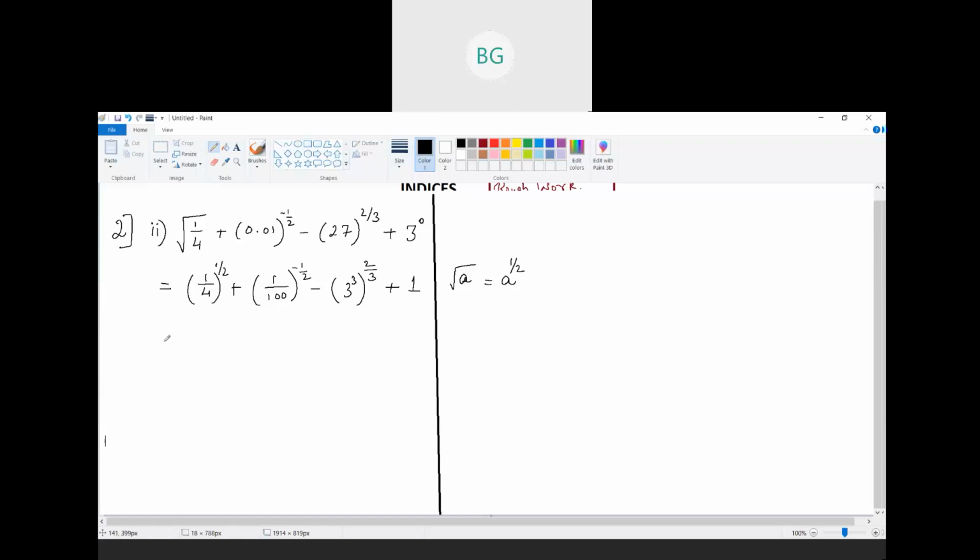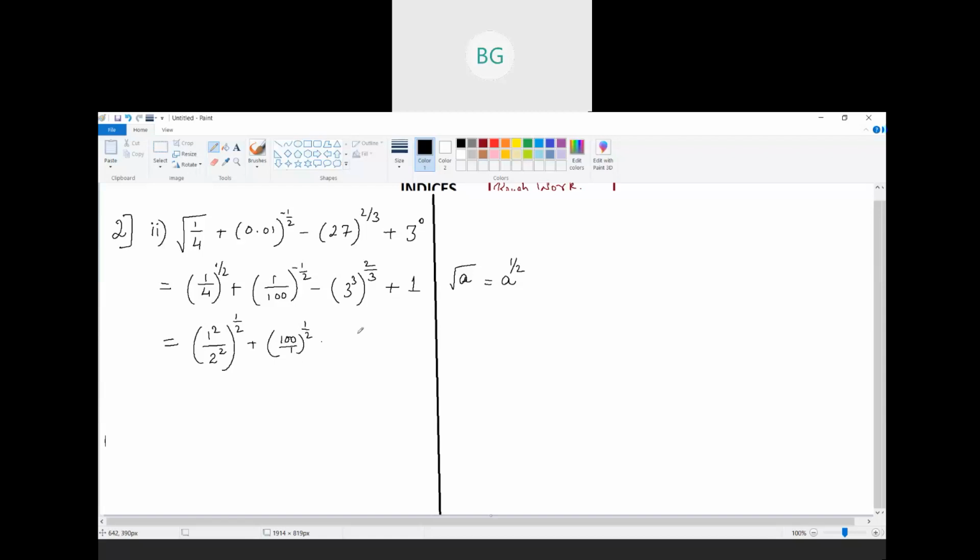Okay. So now next. Now 4 can be written as 2 raised to 2. Right? So now 1 can also be written as 1 square and 4 I write it as 2 square to the power 1 by 2 plus. Now here we can see that the sign is negative, right? Minus. So what we can do? We can make it positive by taking reciprocal. So we get 100 upon 1 raised to 1 by 2.